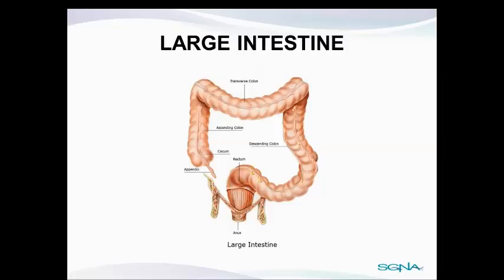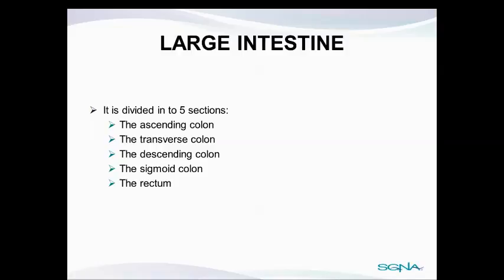These are the sections of the large intestine. The large intestine is about 120 to 150 centimeters long and about 4 to 6 centimeters in diameter. It extends from the ileocecal valve to the anus and is divided into 5 sections: the ascending colon, the transverse colon, the descending colon, the sigmoid colon, and the rectum.